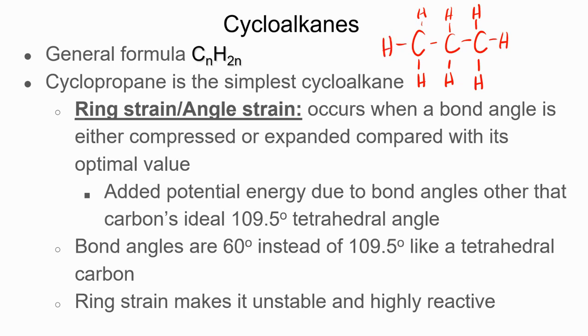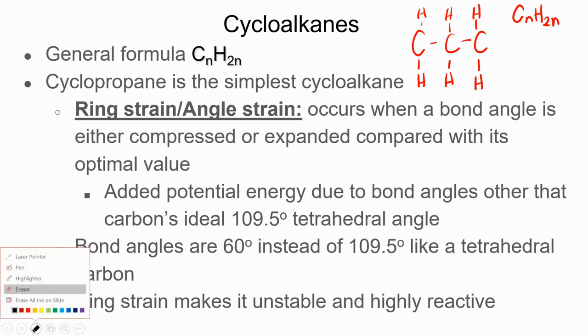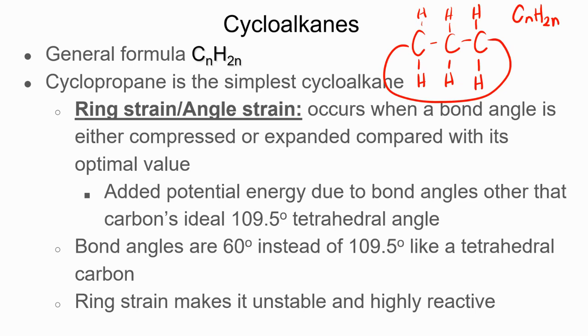If you'll recall, the formula for an alkane is CnH2n plus 2 when it does not have a ring. And so the reason we don't have this plus 2 on our cycloalkanes is because we've gotten rid of these 2 hydrogens on either end of the molecule to imagine the carbons becoming a ring. So they don't actually look like that, of course.